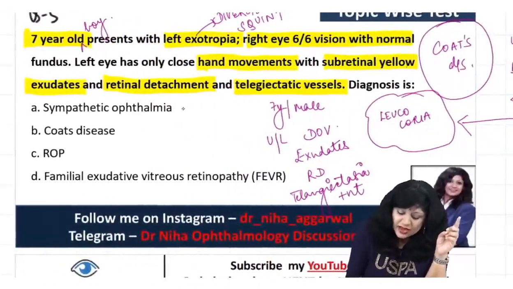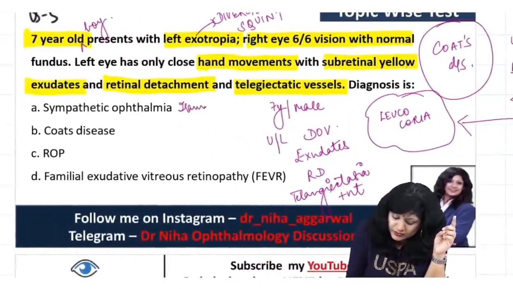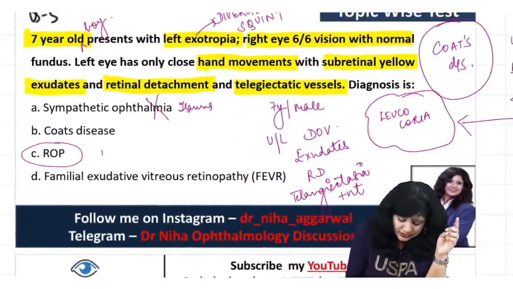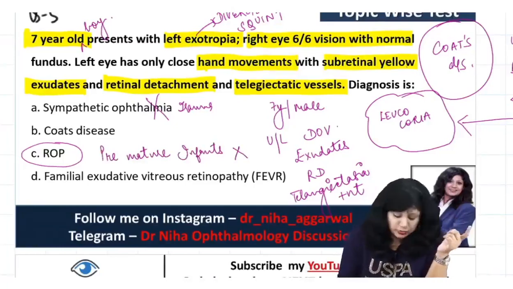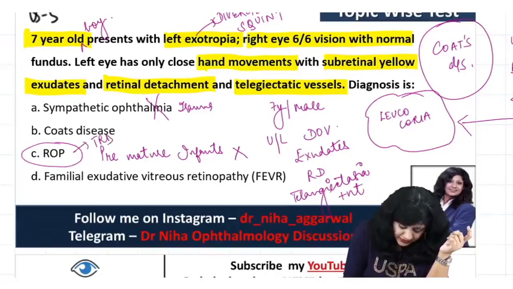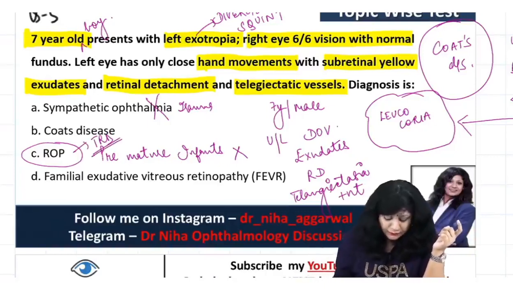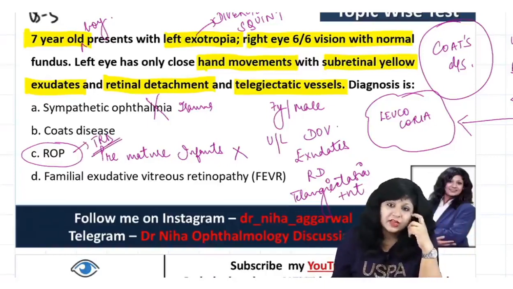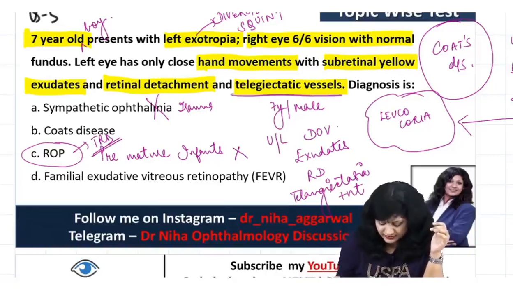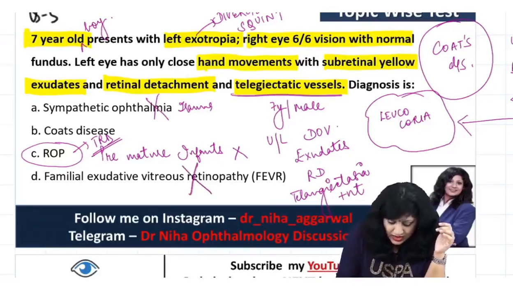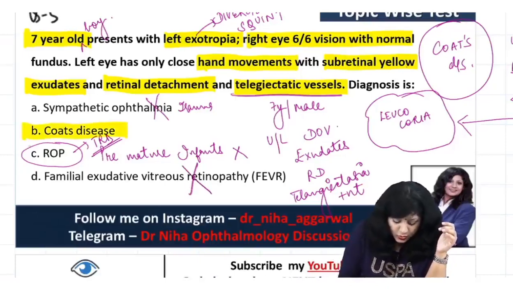Sympathetic ophthalmia occurs due to trauma, so this is not the answer. ROP, retinopathy of prematurity, is common in premature infants, not at 7 years of age. So this is not there. In RD there also you get retinal detachment, but it is the tractional retinal detachment. Then familial exudative vitreoretinopathy: familial will not show telangiectatic vessels. So this is also not the answer. The answer to this question is Coats disease.